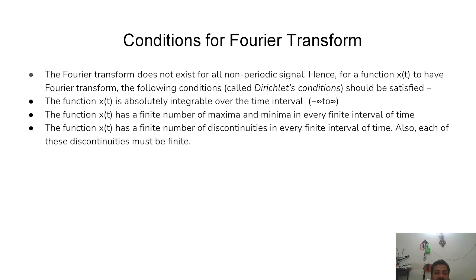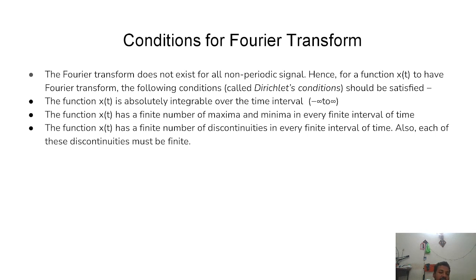First, let us understand the conditions for the Fourier transform. We know the Fourier transform does not exist for all non-periodic signals. Hence, for a function x(t) to have a Fourier transform, the following conditions, called the Dirichlet conditions, should be satisfied. The first condition is that the function should be absolutely integrable over the interval minus infinity to plus infinity. I think everyone remembers this condition was a bit different in the Fourier series.